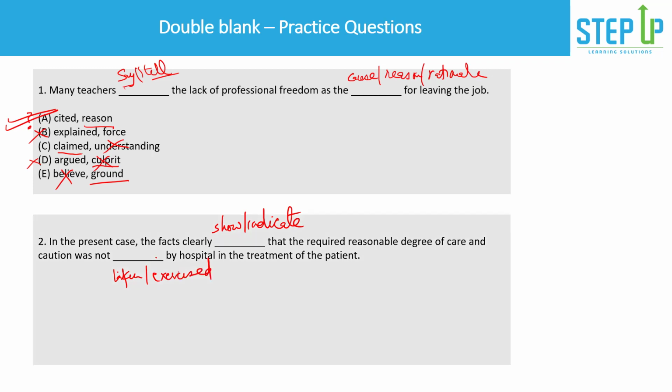Now let's look at the options. It says in the present case the facts clearly reflect. Facts don't reflect, facts don't fix, facts show. Okay, facts don't show that the required reasonable degree of care and caution was not proceeded. This option is bad, this B option.